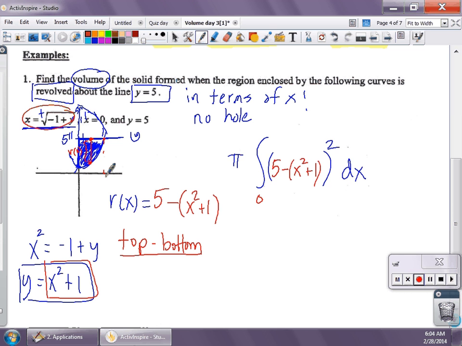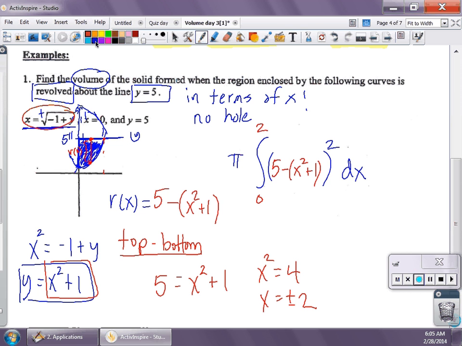To find that, I'm going to figure out where my equation is equal to 5. So I'm going to set 5, just finding the point of intersection, equal to x squared plus 1. Subtract 1 from both sides, you get x squared equal to 4. Take the square root of both sides, and you get x equal to plus or minus 2. Clearly this is positive 2, so we're going to go from 0 to 2.